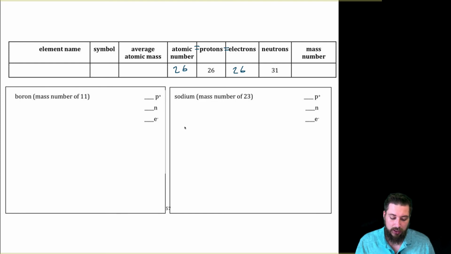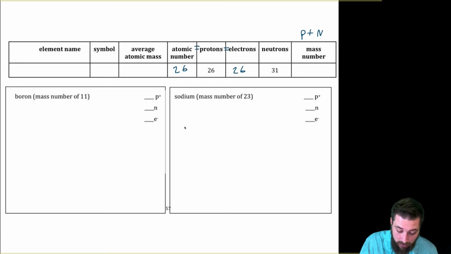Now, the mass number is the protons plus the neutrons. And so all we need to do is take the protons, which is 26, and add the neutrons, which is 31. And if we add those together, we get 57. So it's 57.